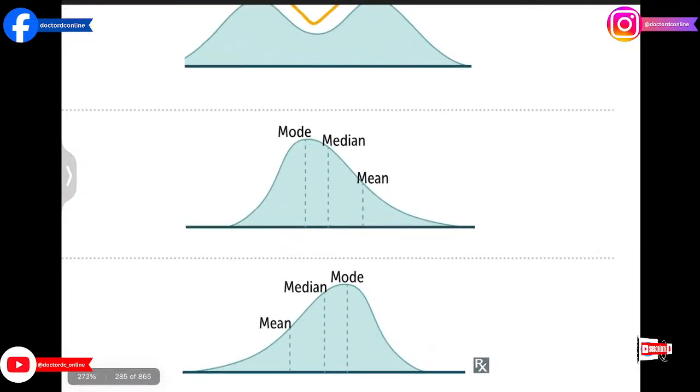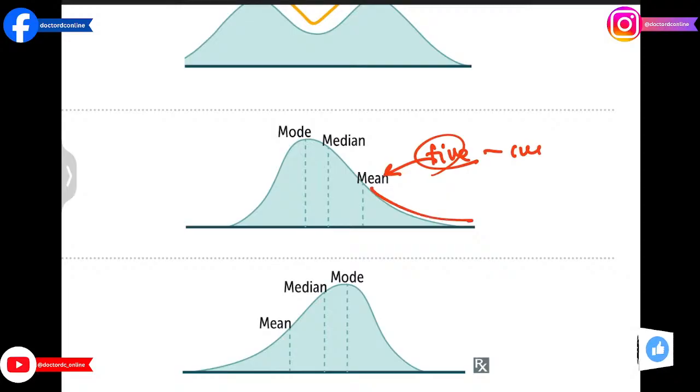Okay, let's do a quick flash quiz. Is this a positive or a negative skew? This is a positive skew, and we know that because the tail is on the right, and thus the mean is greater than the median and the mode.